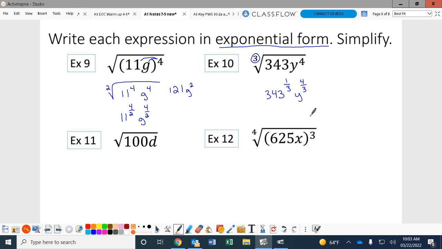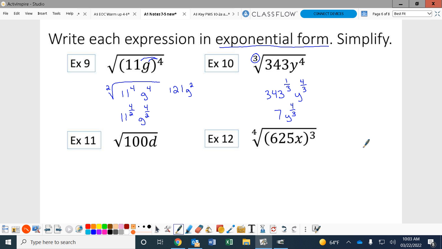Grab your calculators. Type 343, power button, 1 fraction button 3. Just 7? Okay. Y to the 4 thirds. Perfect.